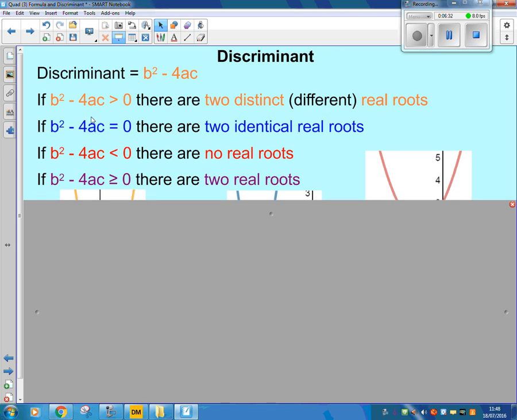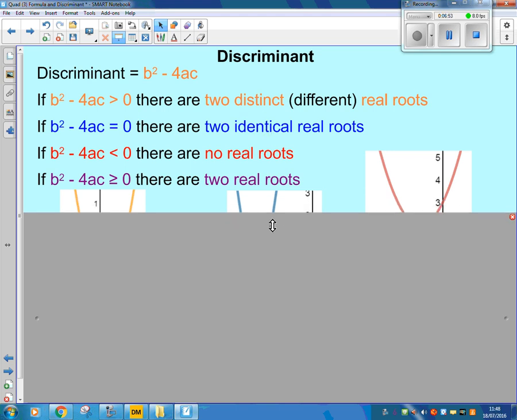Okay, now we can combine these top two by saying that if b squared minus 4ac is greater than or equal to 0, so if we don't know which of those happens, then we know that there will be two real roots, but we won't know whether those roots are distinct or identical. Right, let's look at the graphs of the three equations that we looked at earlier.